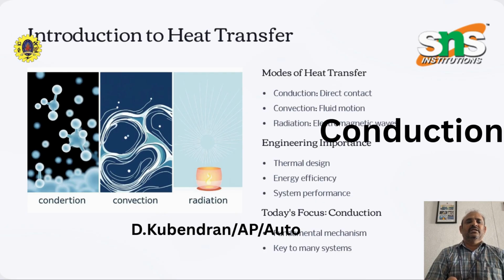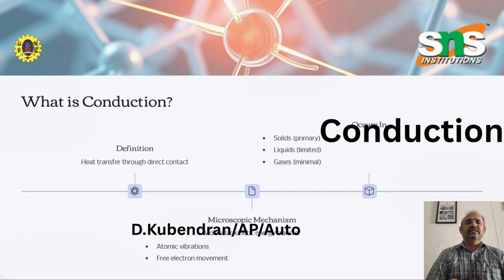The mechanism in conduction is that heat flows from the region of higher temperature to the region of lower temperature. The rate of conduction depends on the temperature gradient across the material. Thermal conductivity is the property that determines a material's ability to conduct heat. In metals, free electrons primarily carry thermal energy. In non-metals, heat is conducted mainly through lattice vibrations.